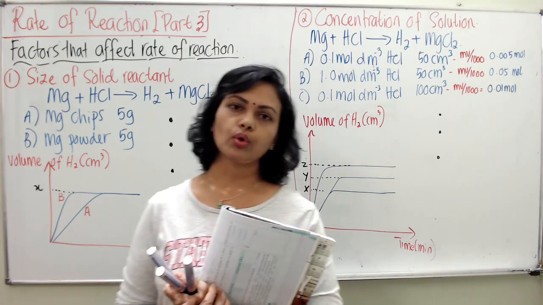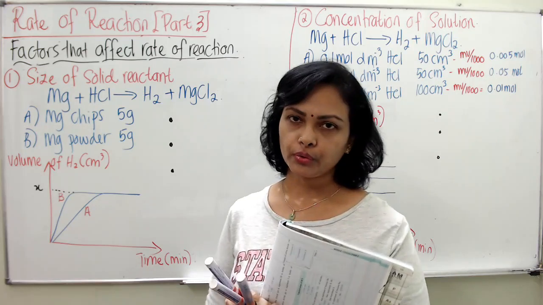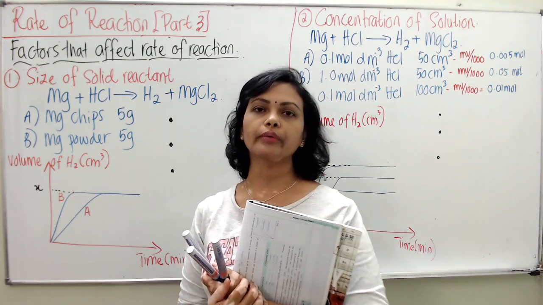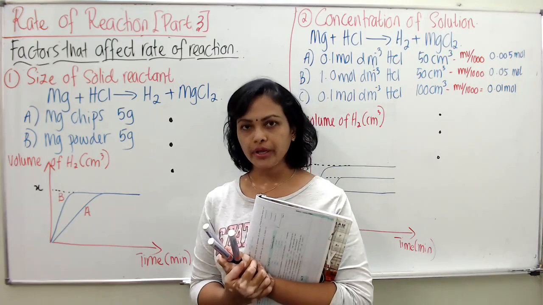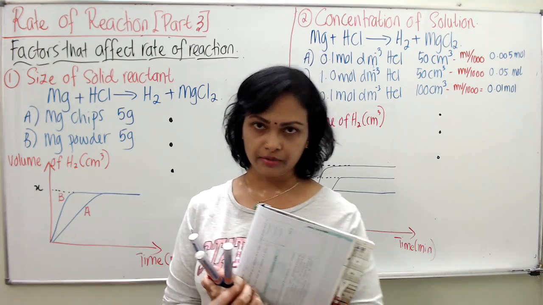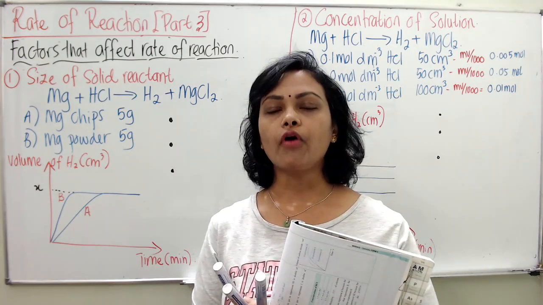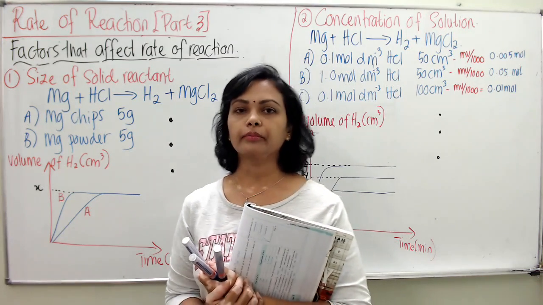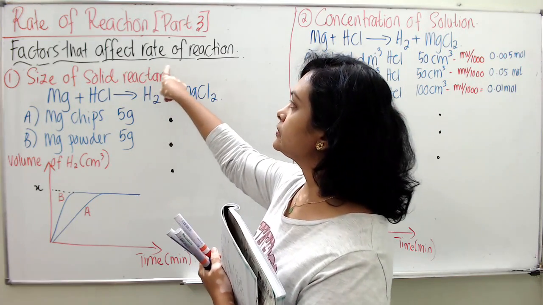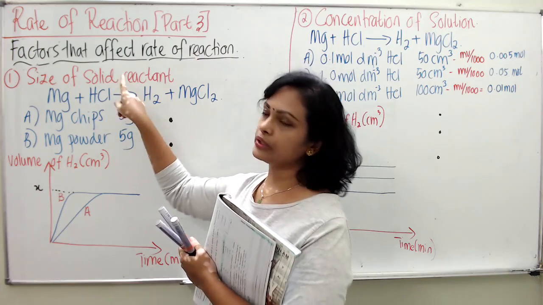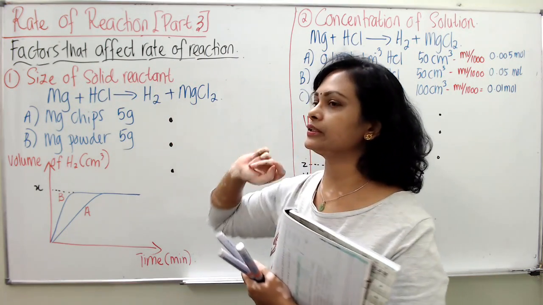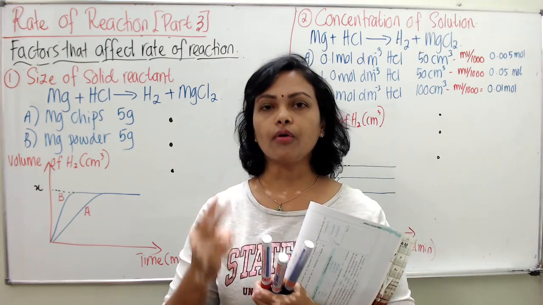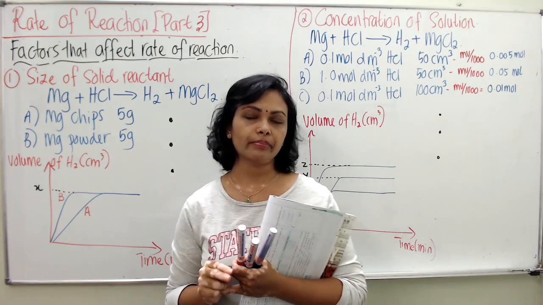Today we are here to continue on our lesson video on chapter 7, rate of reaction, and we are going to continue on part 3 of this chapter. And today for part 3 and the next upcoming part 4, teacher is going to concentrate on the 4 factors affecting rate of reaction. Today in part 3, I am going to concentrate on 2 factors which are size of solid reactant and concentration of solution. So these are the 2 factors that I'm going to concentrate on for part 3 video. Part 4 teacher will do on temperature and catalyst.